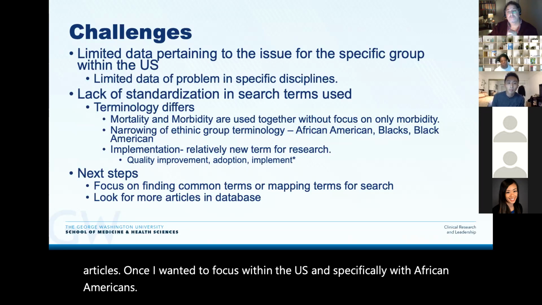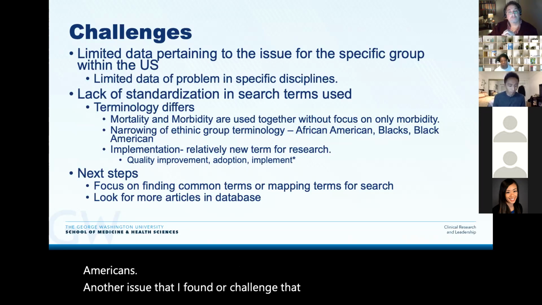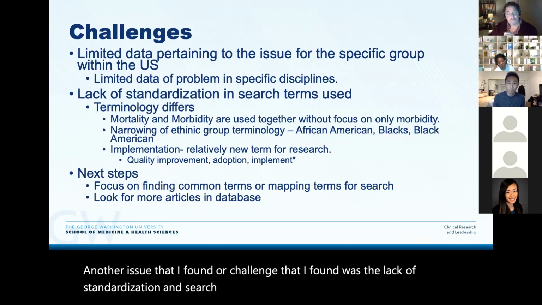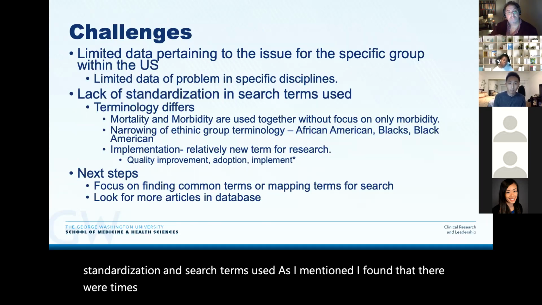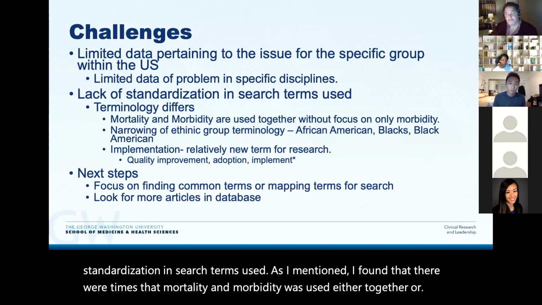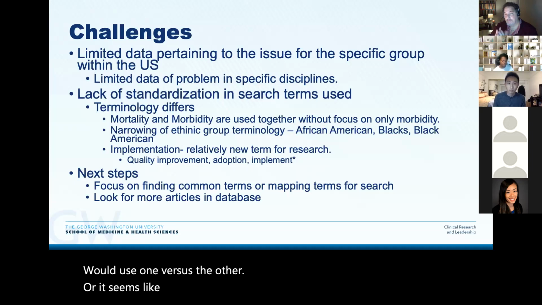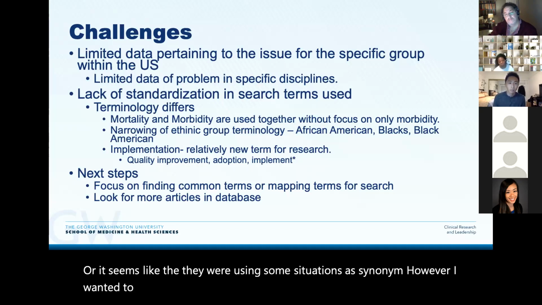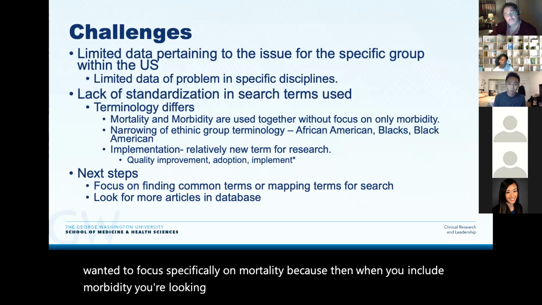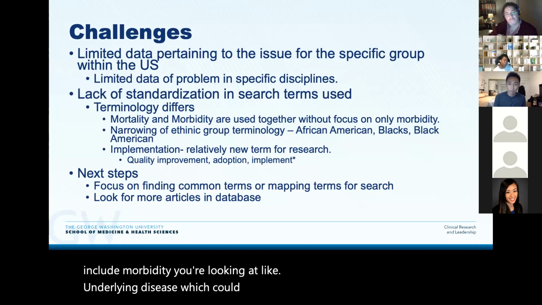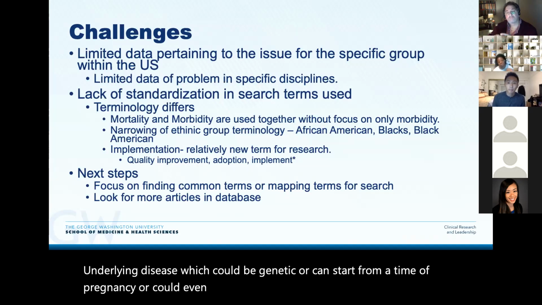Another challenge that I found was the lack of standardization in search terms used. As I mentioned, there were times that mortality and morbidity were used either together, or one versus the other, or it seemed like they were used as synonyms. However, I wanted to focus specifically on mortality, because when you include morbidity, you're looking at underlying disease, which could be genetic, or can start from a time of pregnancy, or could even start after birth.